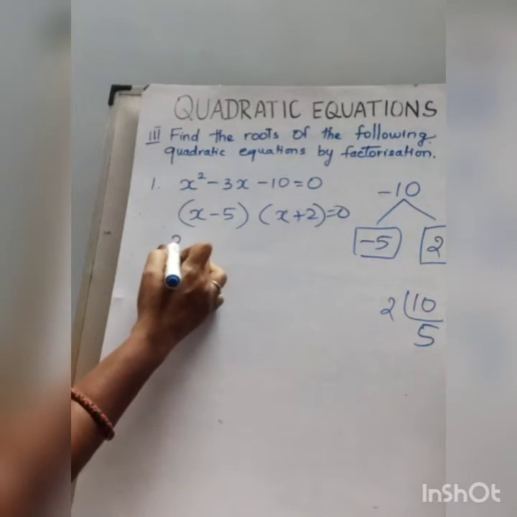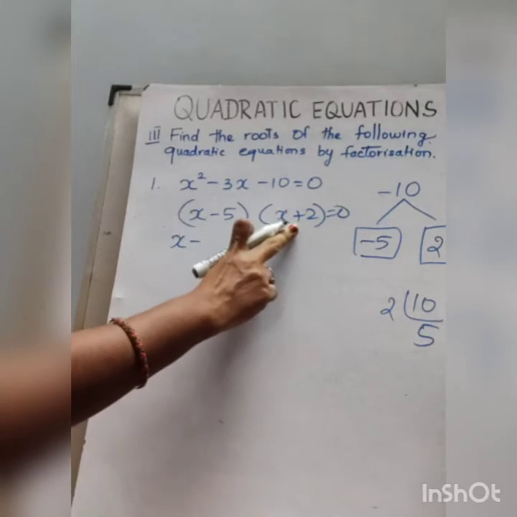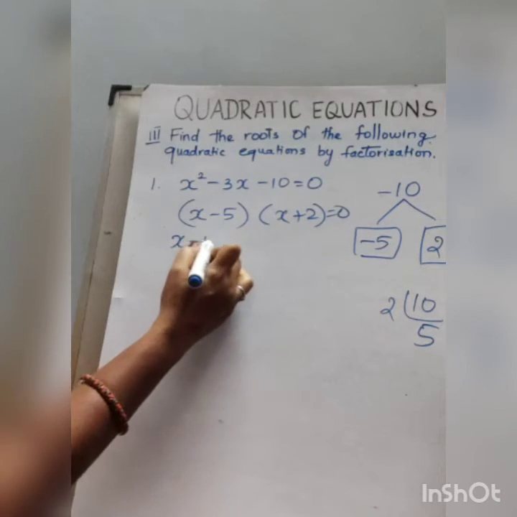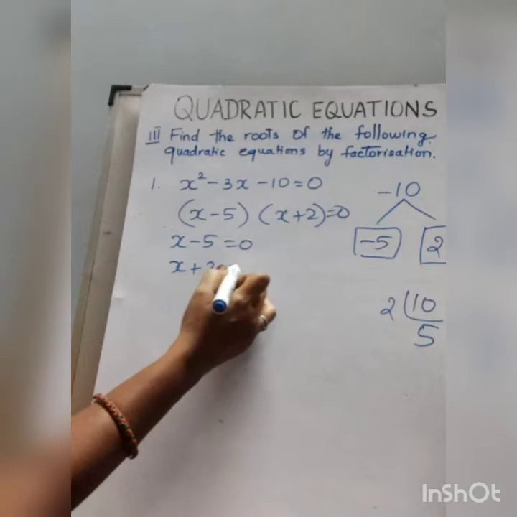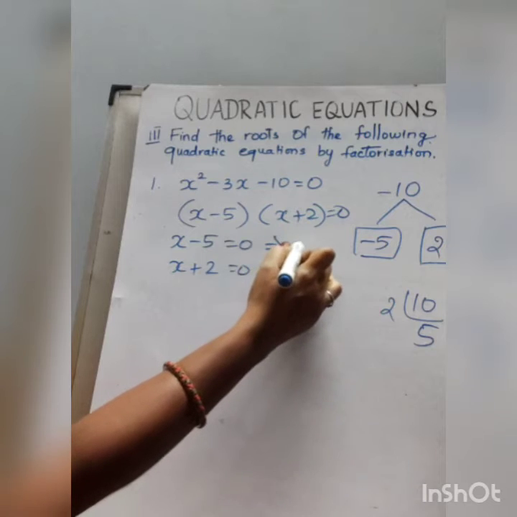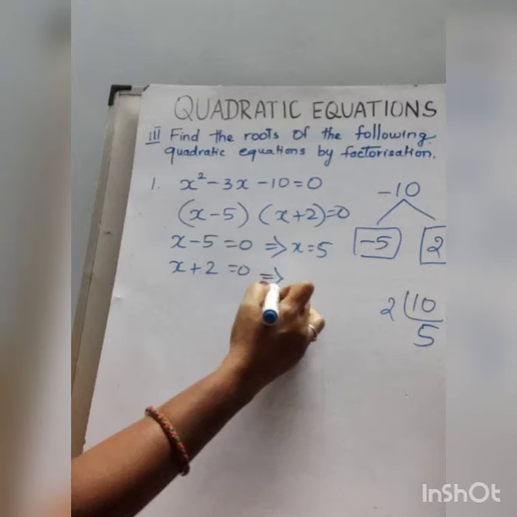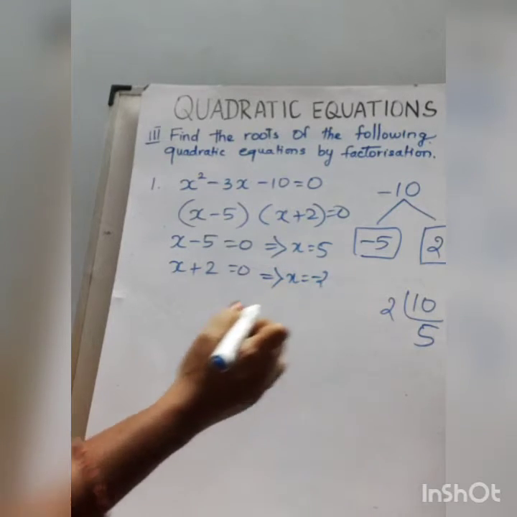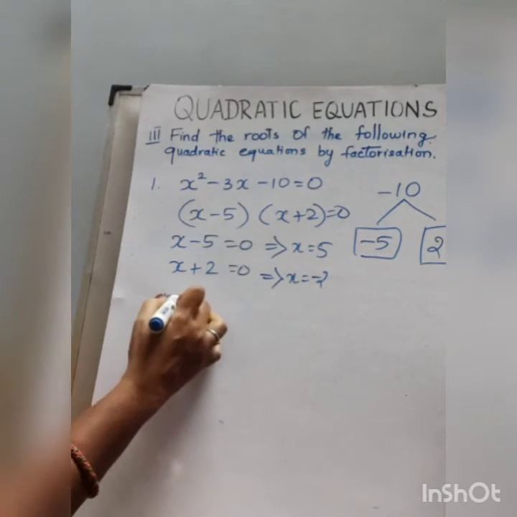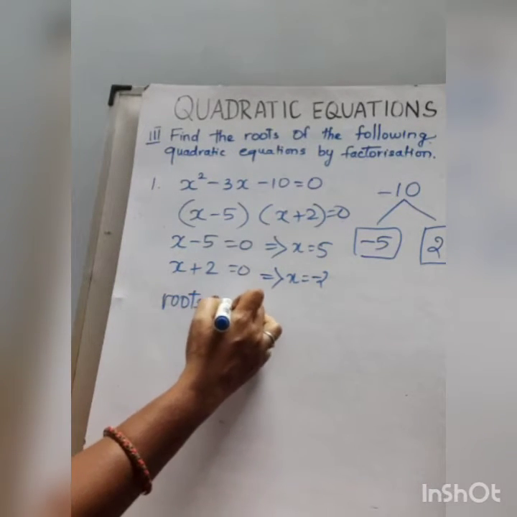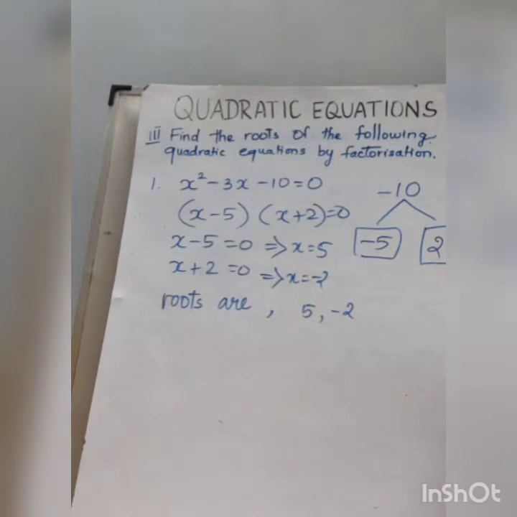When I equate, see, the product is 0 means either this term is 0 or this term is 0. So x minus 5 is 0 or x plus 2 is 0, which implies x is equal to 5 and x is equal to minus 2. So the roots of the given equation are 5 comma minus 2.